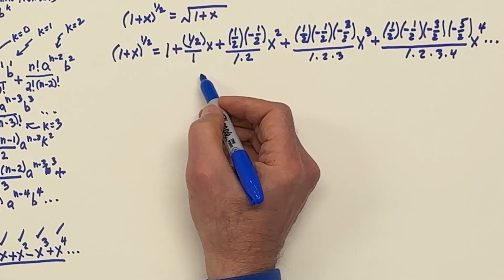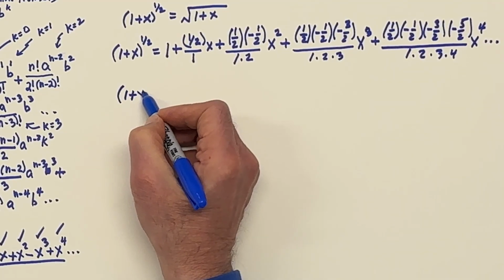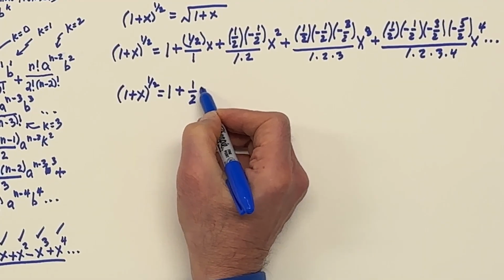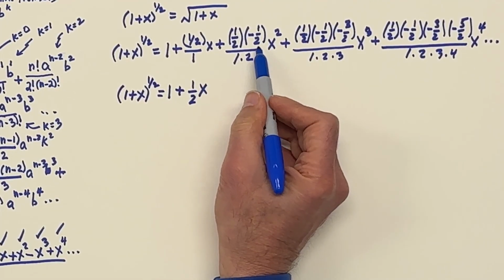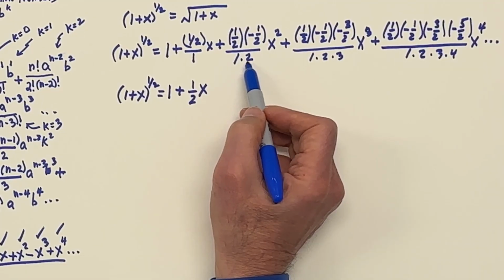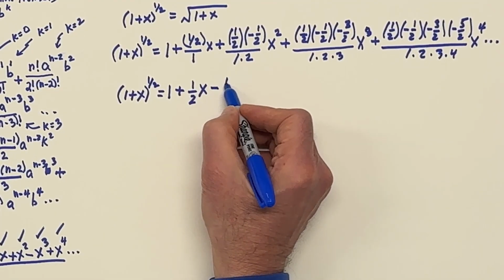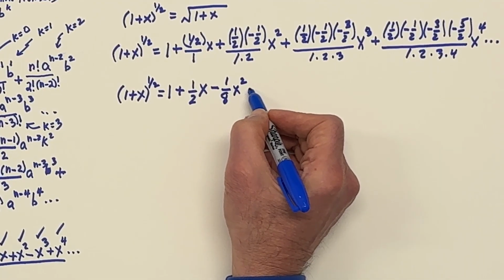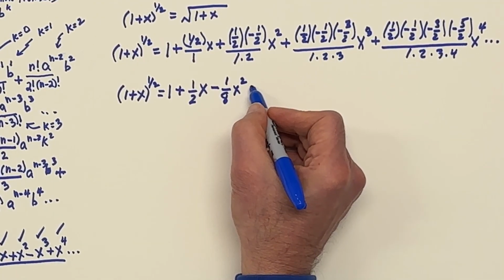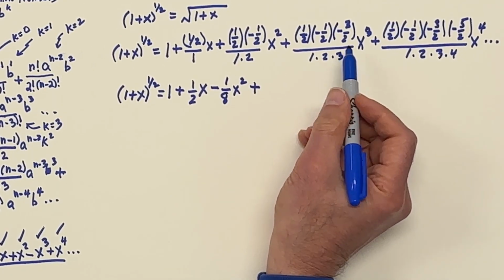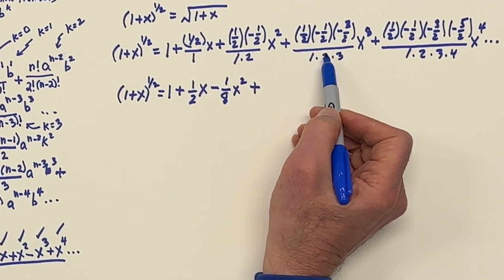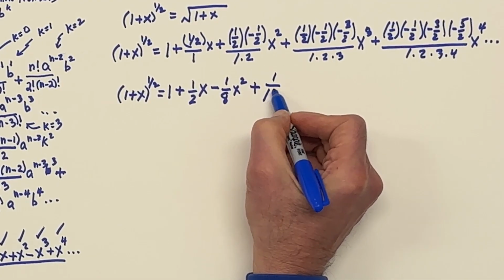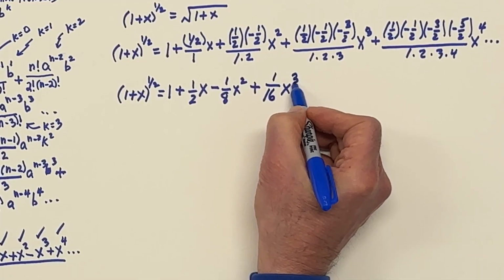Okay, so what do we have here? For 1 plus x to the 1/2 power, we have a 1 plus a half x. What's this? This is 1 over 2, 1 over 2, and it's divided by 2, so that's going to be 1 over 8 with the minus sign, and that's x squared. What's the next term? Next term is going to be positive because 2 negatives cancel. And what do we have here? We have 2, 2, 2 in the denominator, another 2, that's a 16. 3's cancel. So we have 1 over 16 x cubed.